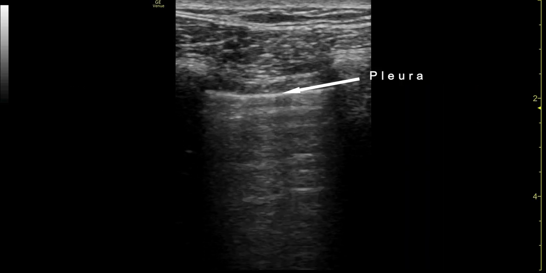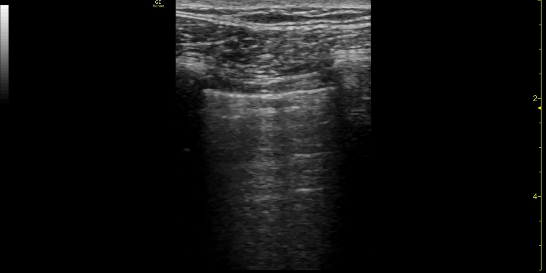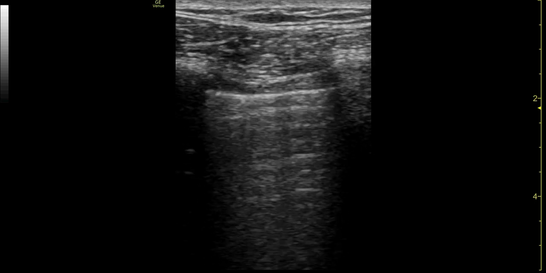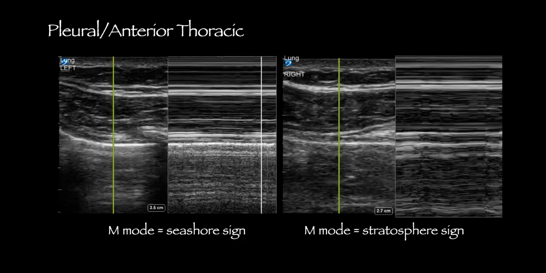In this video, we can see normal lung sliding, where the pleura appears to shimmer as if ants are crawling back and forth over it. For each of these images of the lung, on the left we can see the B mode with the M mode marker placed down it, and on the right side we can see the corresponding M or motion mode image.